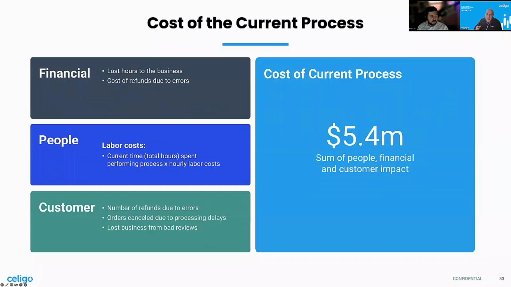In this example, we used order to cash. It's a manual process. We identified lost hours to the business, cost of refunds, cost of shipping delays and mistakes. We accounted for errors in manual processes, and we quantified what's going on the customer side. Altogether, and this was for one of our customers, we came up with a calculation that the cost of this order to cash process was $5 million per year.